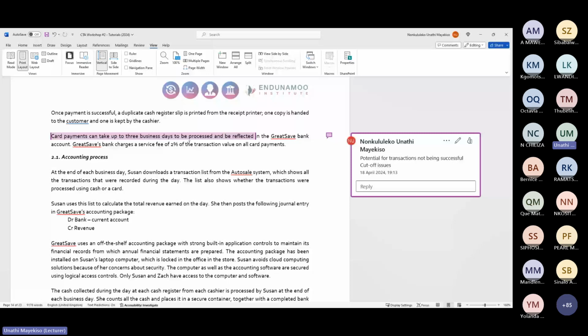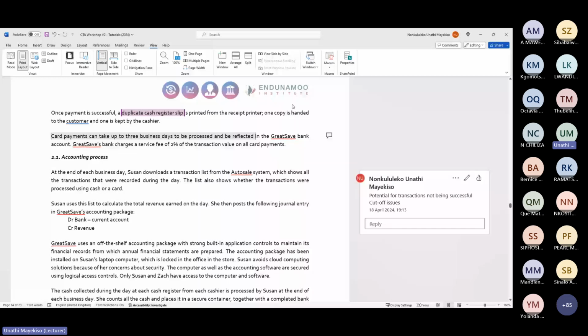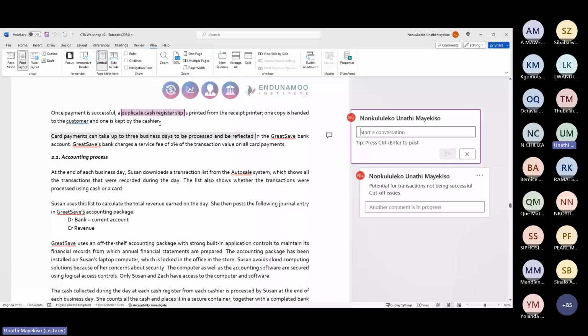When I see them talk about documentation, I always think about what is in the cycles. I like the fact that the cash register is in duplicate because that means that one copy goes to the customer and the other copy goes to the cashier. But what I want to know is, is this thing sequentially numbered? How do I track how many slips are coming out of the system, because that tells me about the completeness.